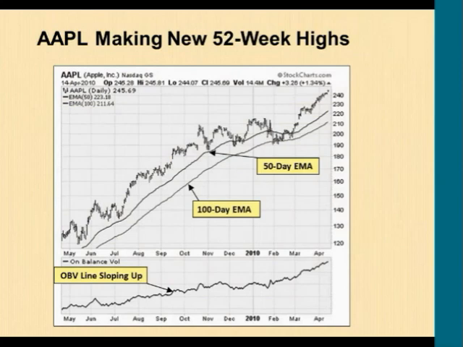So here's another price chart for Apple, and we can see the daily price movement with the vertical lines. We can see the 50-day exponential moving average above the 100-day, so the stock's in a price uptrend. We see the upsloping on balance volume line, and we can see that the stock is making a series of new 52-week high prices. So that is a further confirmation of this price uptrend.